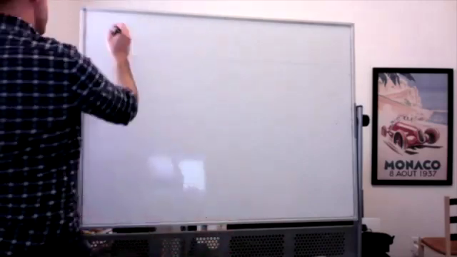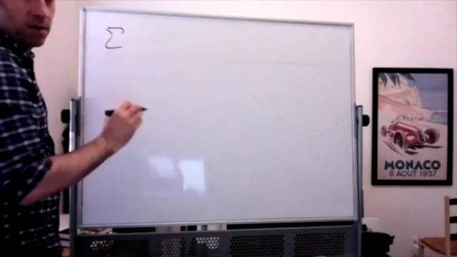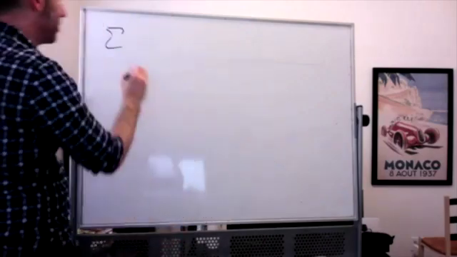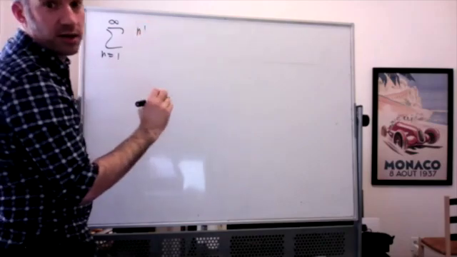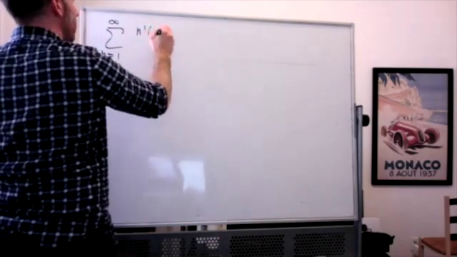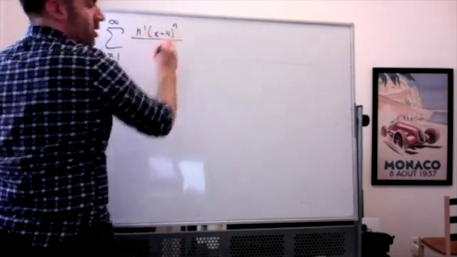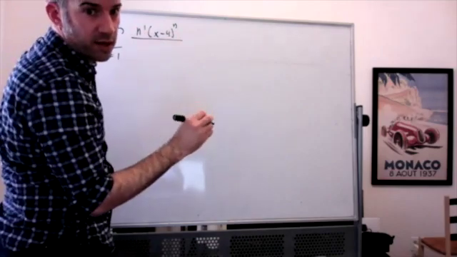Yeah, it'll be fine. Let's look at the sum from n equals 1 to infinity of n factorial times x minus 4 to the n over 2 to the n times n cubed.